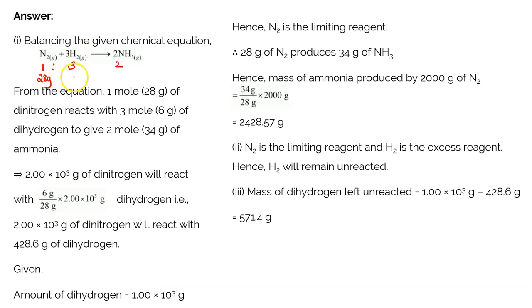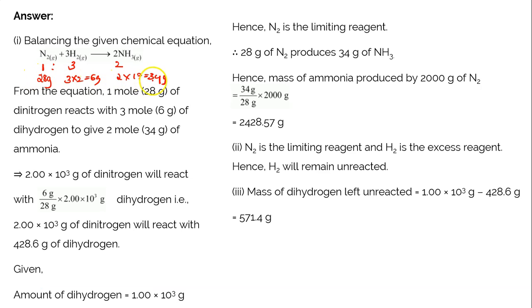1 mole of hydrogen is 2 grams. 3 moles is 3 into 2 grams, which is equal to 6 grams of hydrogen. So 28 grams of nitrogen requires 6 grams of hydrogen to react. Fine. And when this reaction is happening, how much ammonia are we acquiring? We are getting 2 moles, but then what is it in terms of mass? 1 mole of ammonia is 17 grams and 2 moles of ammonia is 2 into 17 grams, which is 34 grams.